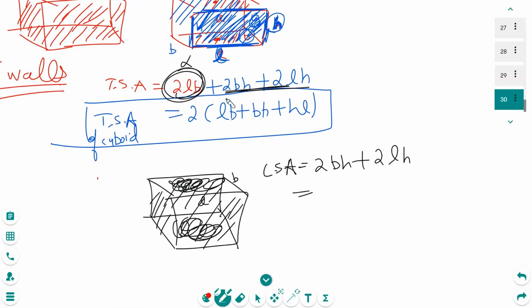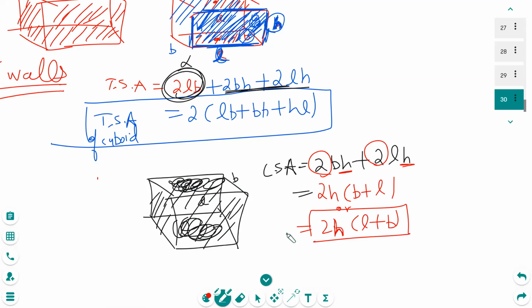Yes, h and 2, isn't it? So it will be 2h, and in the bracket we have b plus l, and it is better to always write it as l plus b. Let's give a better way to write. Okay, so that's my curved surface area. I hope the derivation is also clear to everyone.